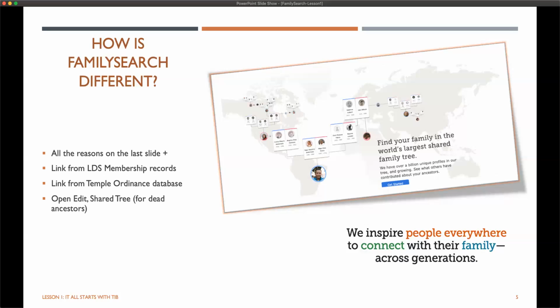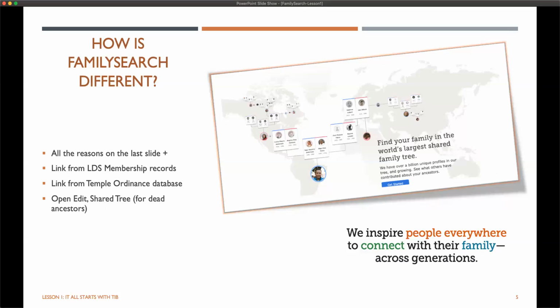It's no longer insulated. This is very different than anybody else. Ancestry allows you to see other people's trees, but I can't reach out and change them. And I can't really copy them over. I can't do any of those things.